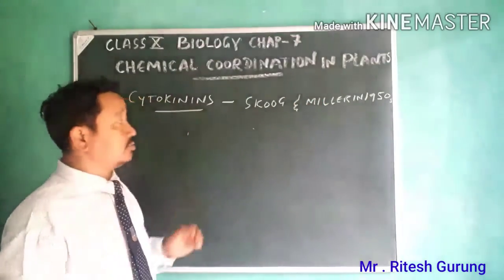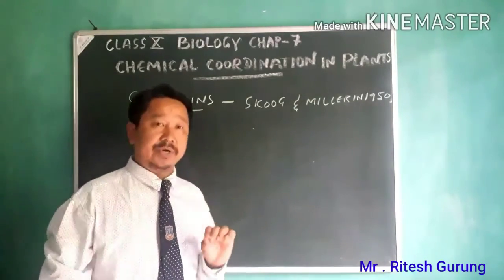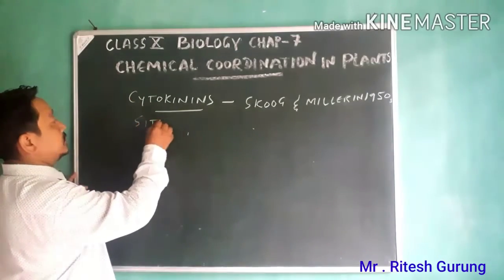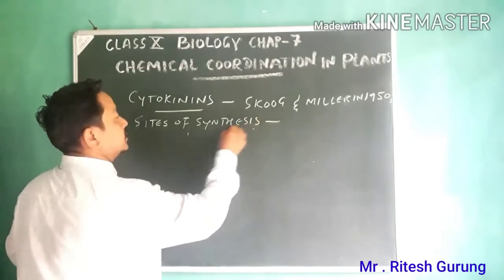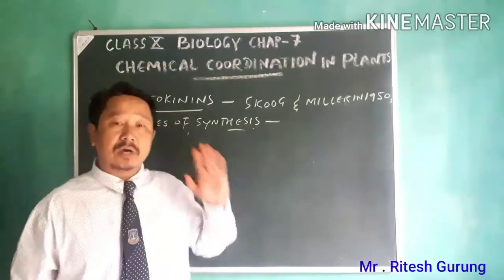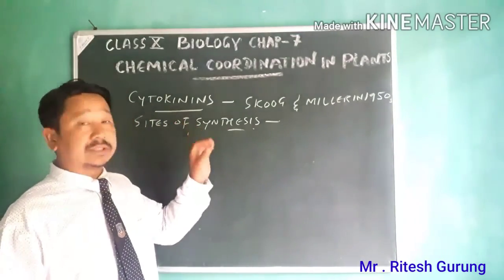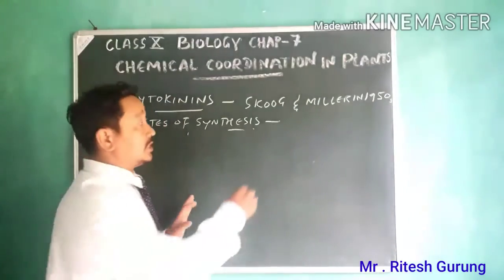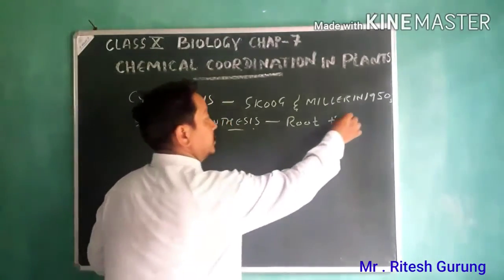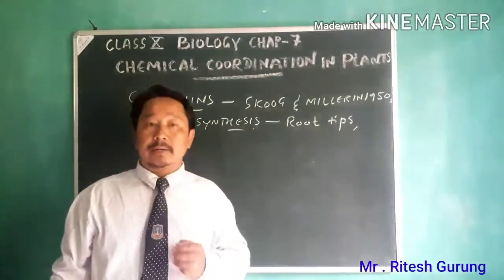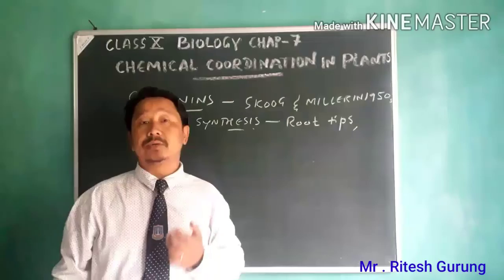Okay, so we go directly to the places where these cytokinins are produced. Sites of synthesis, the places where these hormones are produced. These hormones are mainly produced in root tips, that is, the tips of the roots.